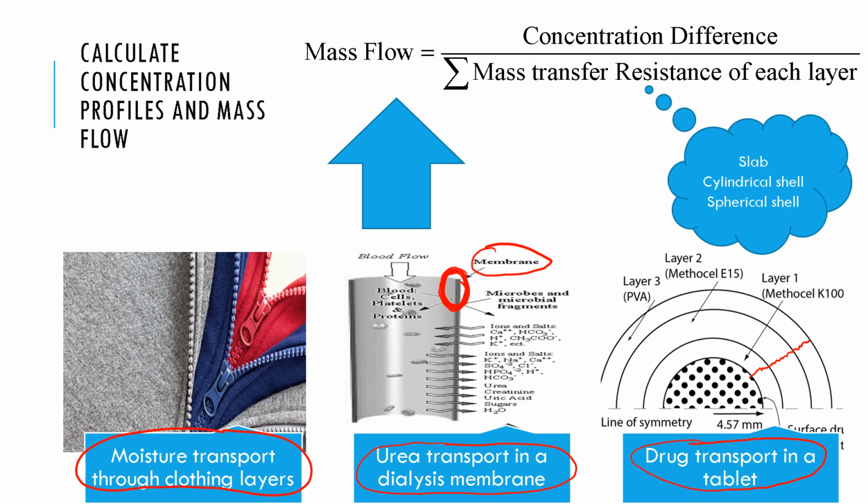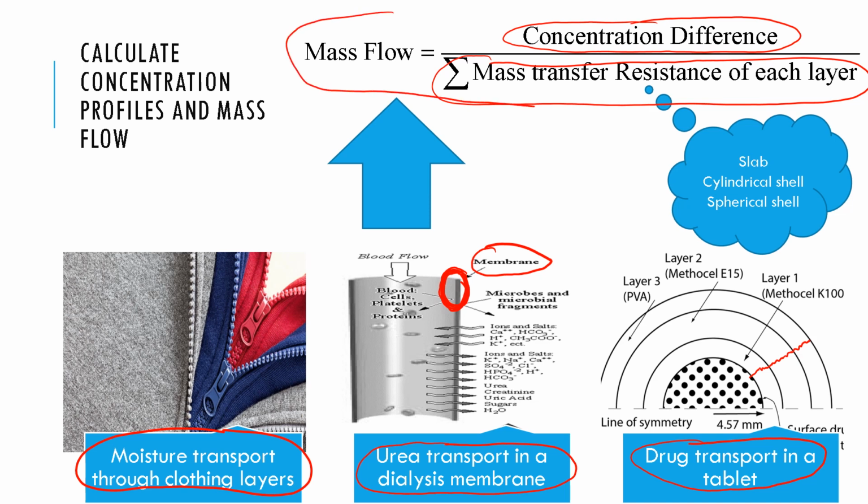That mass flow is the concentration difference divided by the total mass transfer resistance, the resistances of each layer added together. Thus, this equation is really universal. This is not geometry dependent. We just have to use the corresponding resistance term for that coordinate system. Now notice, this is all true for steady state only.